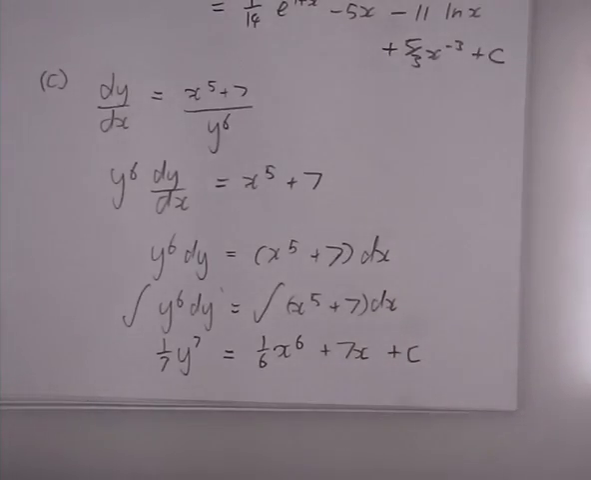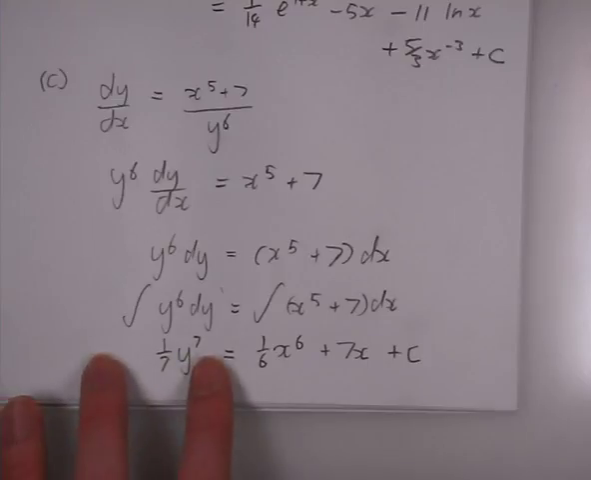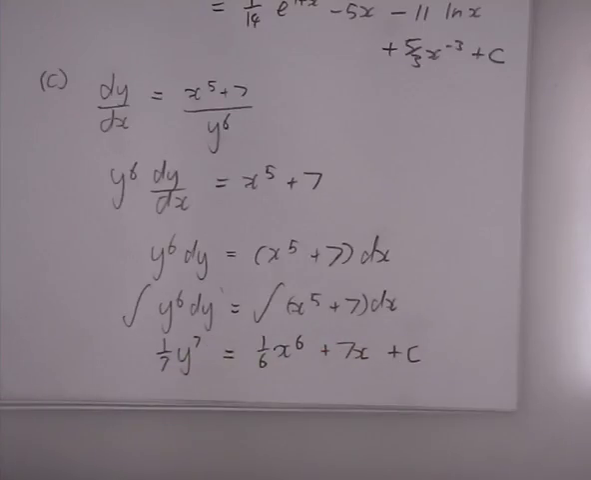You don't need to put a plus c on both sides, because technically they won't necessarily be the same constant. You might need to put a plus c here and a plus d here, but then you could put them over the other side and combine them together and they'd just be a new constant. So we only need one of them.